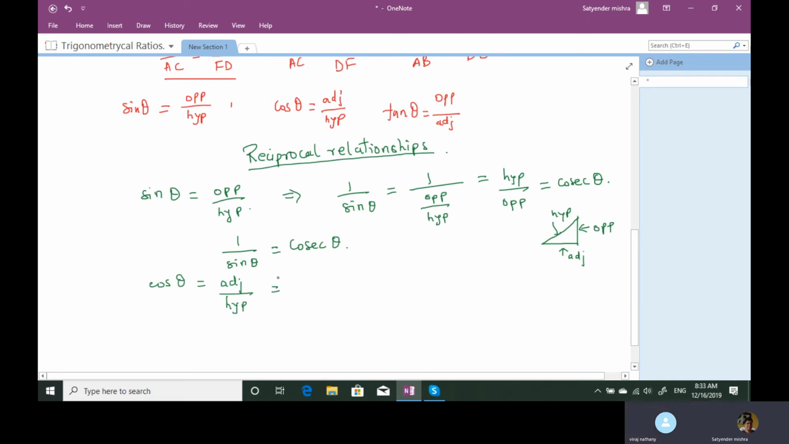So what will be 1 by cos? 1 by cos theta is equal to 1 by adjacent by hypotenuse. So that is equal to hypotenuse by adjacent, right? And this is called sec theta. So we can say that 1 by cos theta is equal to sec theta, right?